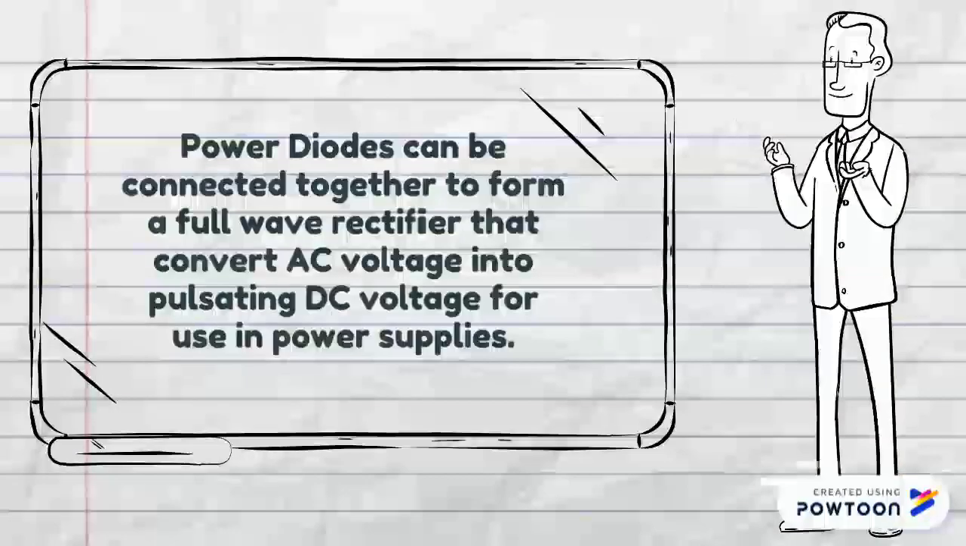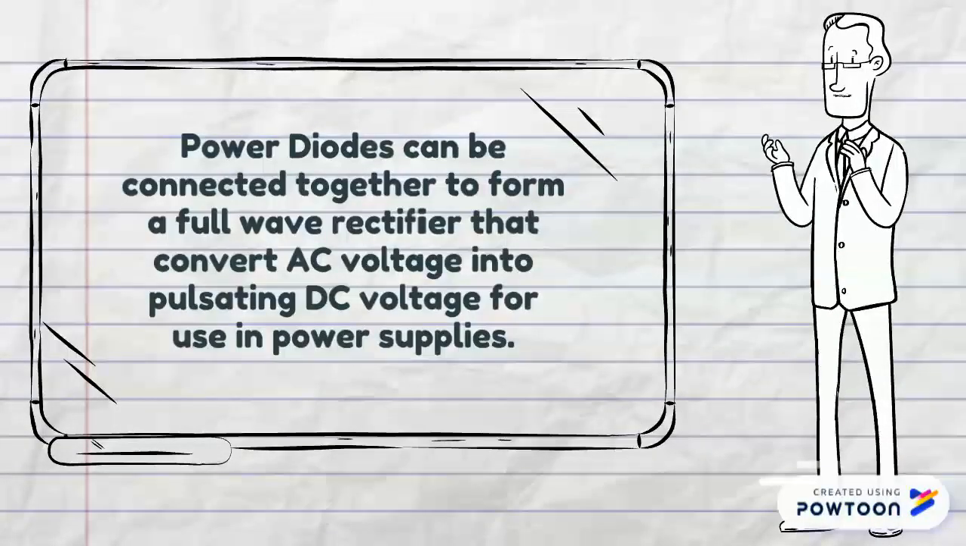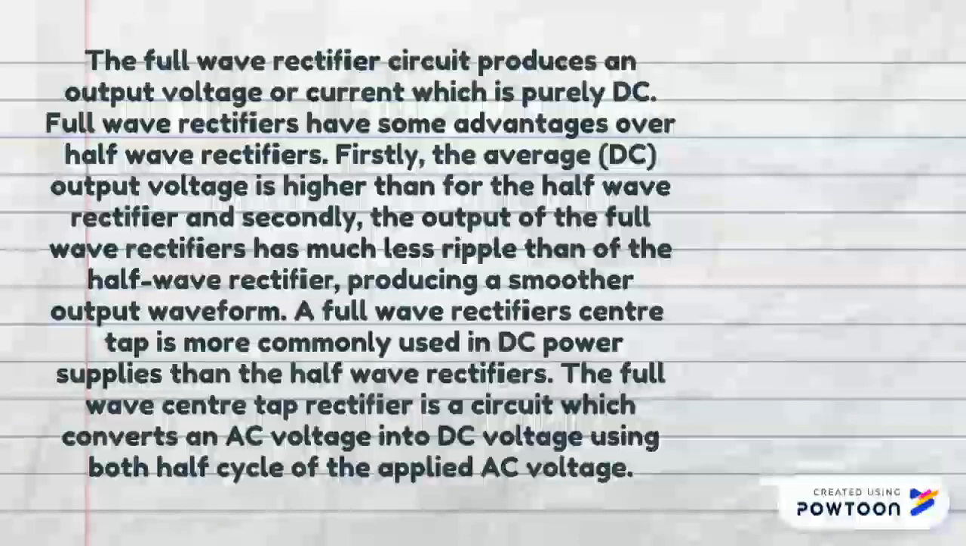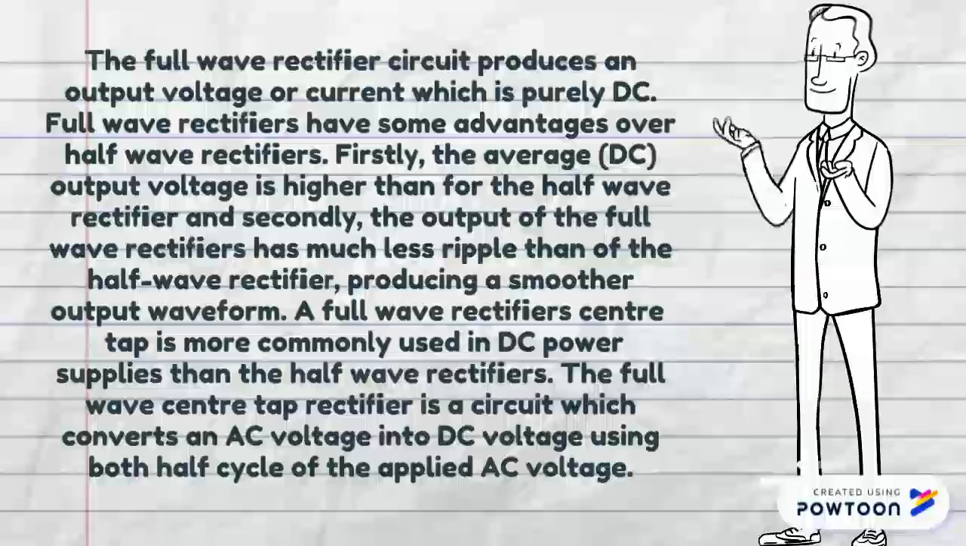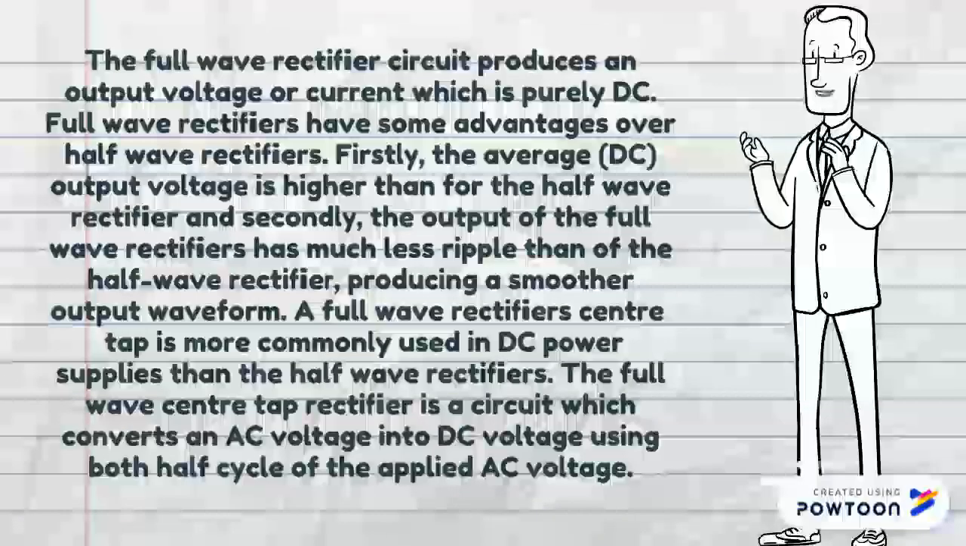Power diodes can be connected together to form a full-wave rectifier that converts AC voltage into pulsating DC voltage for use in power supplies. The full-wave rectifier circuit produces an output voltage or current which is purely DC.